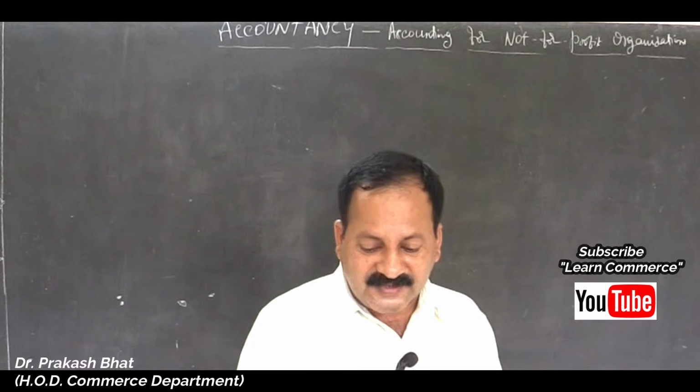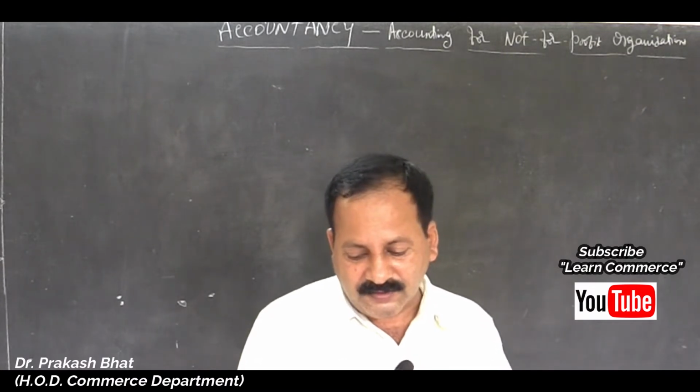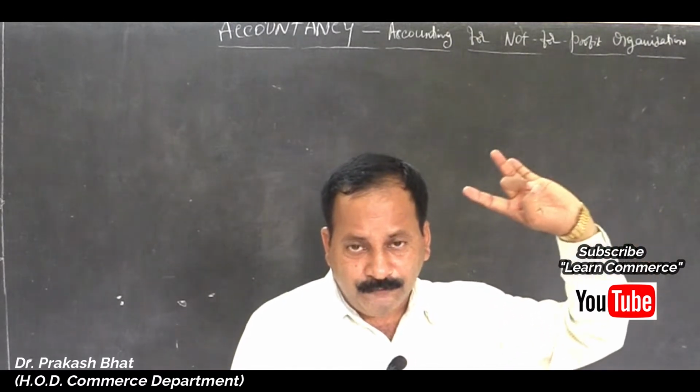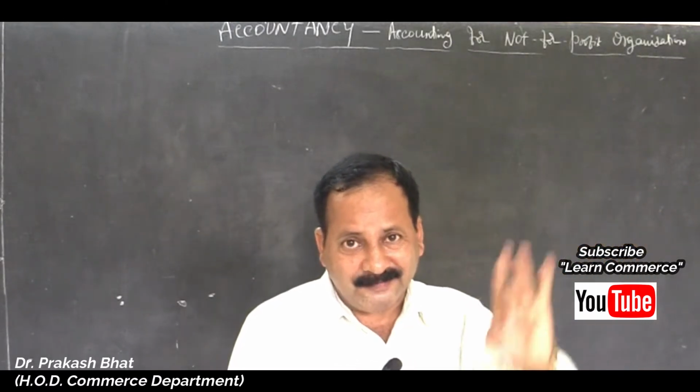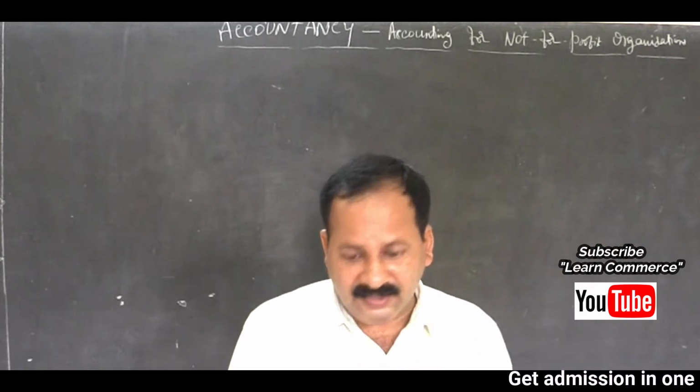A receipts and payments account of Shankar is given below. The receipts and payments account is for the year ended 31st March 2018. That means the year starts on 1st April 2017 and ends on 31st March 2018. This is our accounting year.